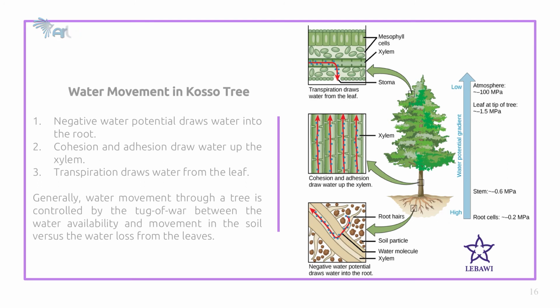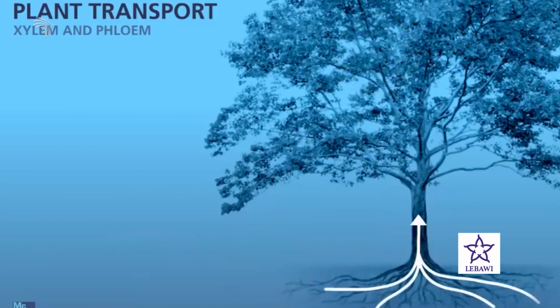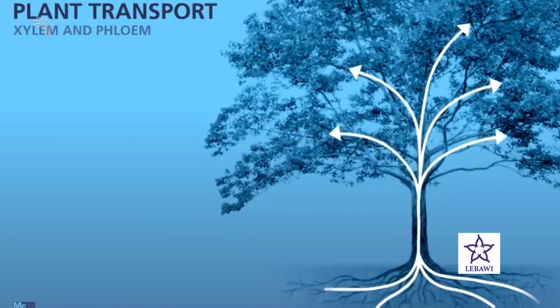So the first one is negative water potential draws water into the root of the tree, and this cohesion and adhesion draw water up the xylem of the tree, and then transpiration draws water from the leaf. So generally, water movement through a tree is controlled by the tug of war between the water availability and movement in the soil versus the water loss from the leaves.